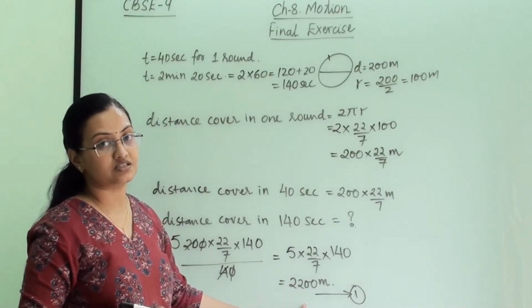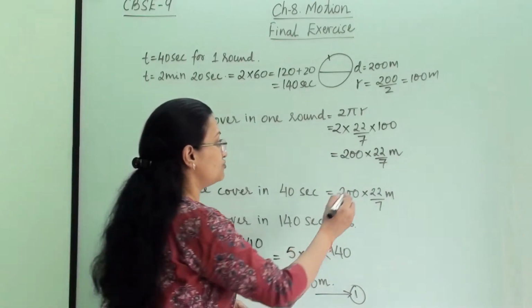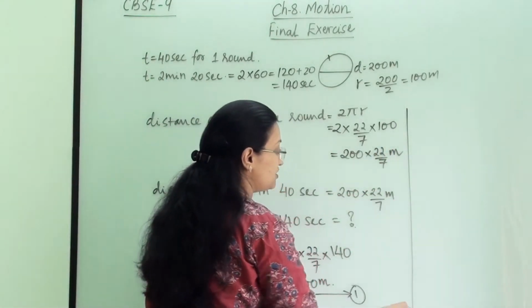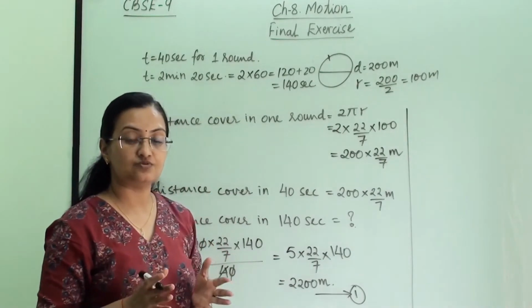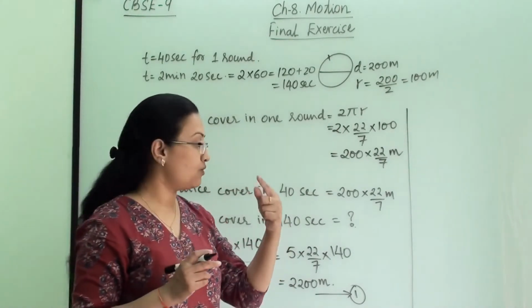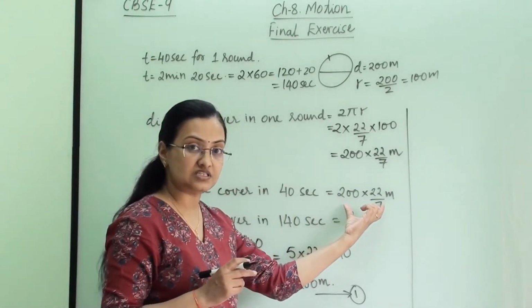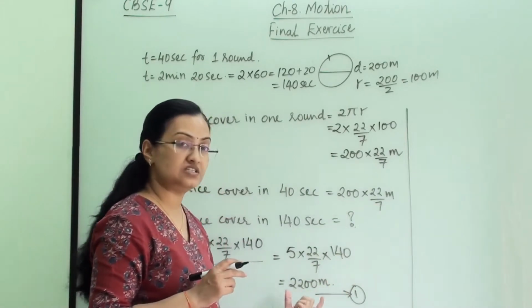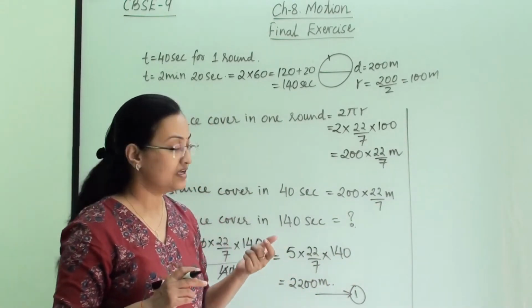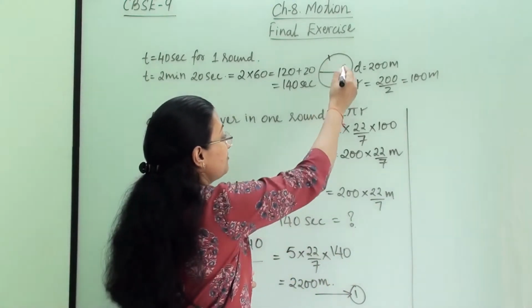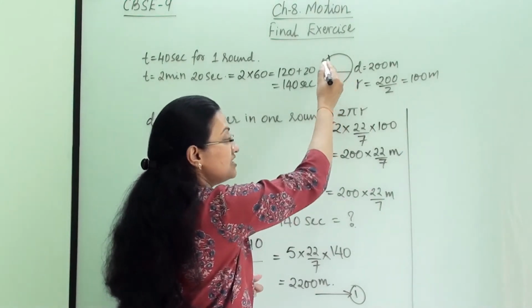2200 meter distance he will cover. Now we have to find out the displacement. So how can we find out the displacement? One round is of this much distance. Then in this much distance, how many rounds will he take? So similarly we will find out how many rounds he will take.